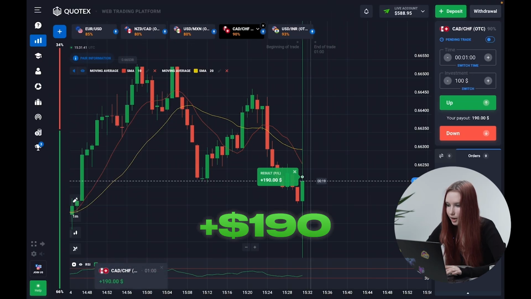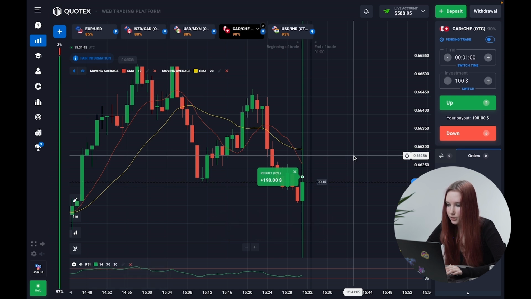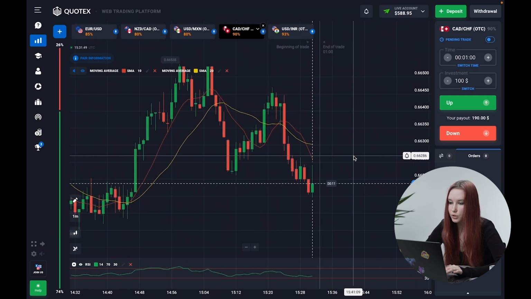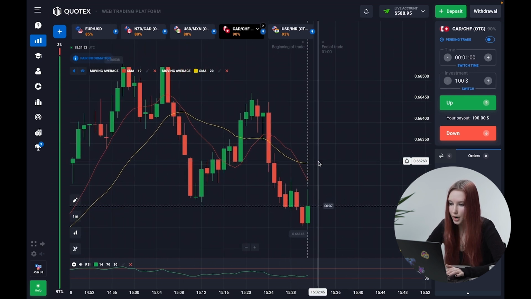Well, that's great. I'm in profit here, and I tested this level with a small amount of money and I was right. Yes, that's not bad, and we can continue trading. So let's go to the second currency pair.